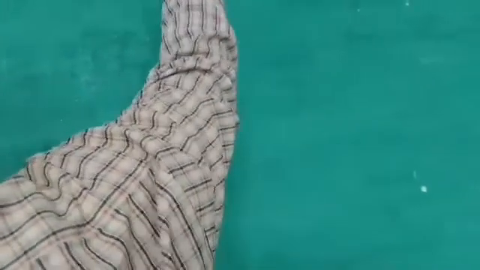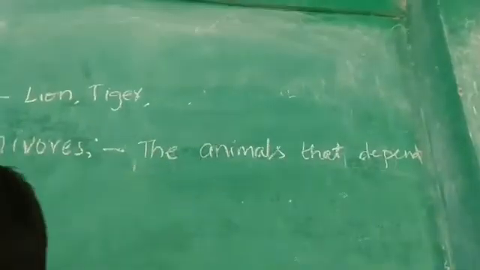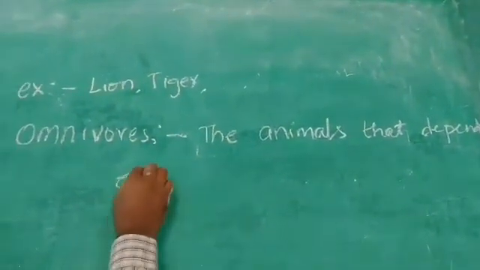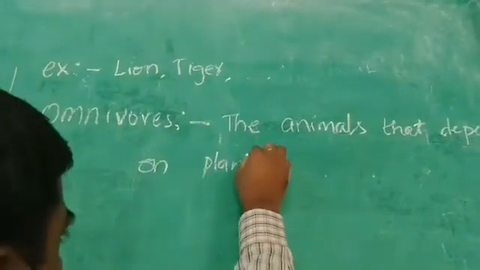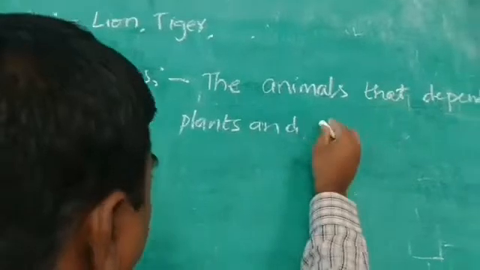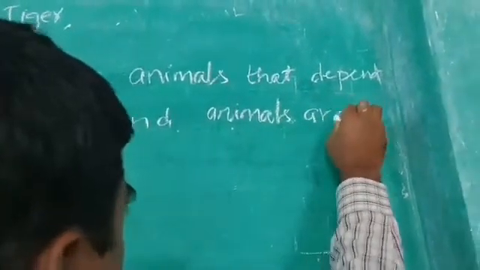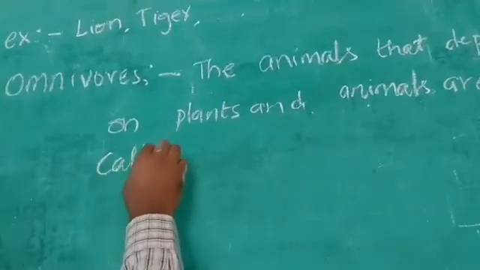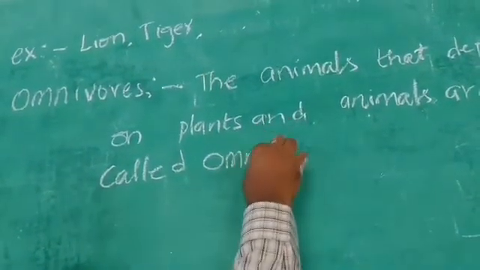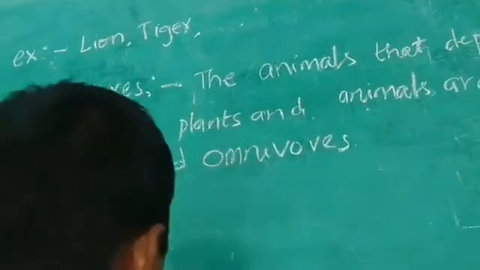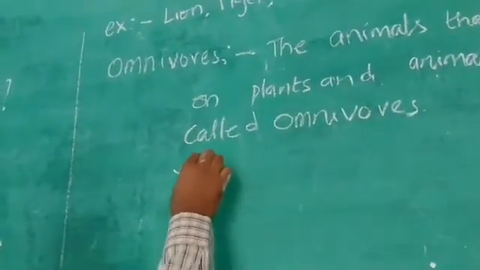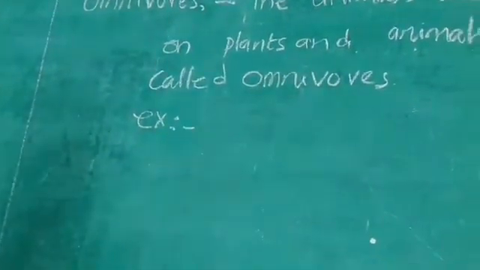Now for carnivorous, the examples: lion, tiger. Right. Next, animals that depend on plants and animals are called omnivores. Example: humans.